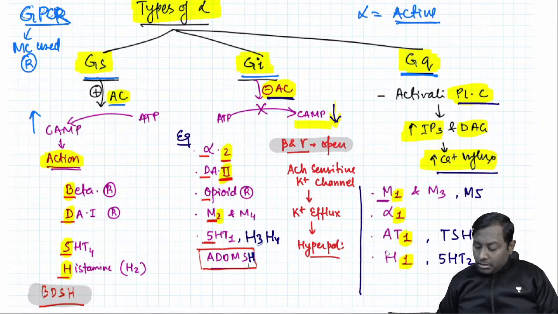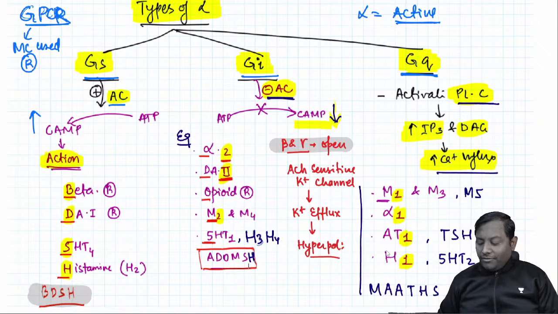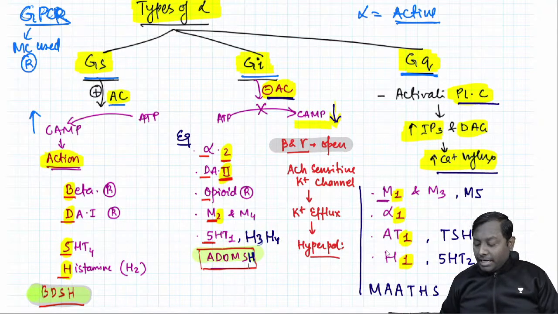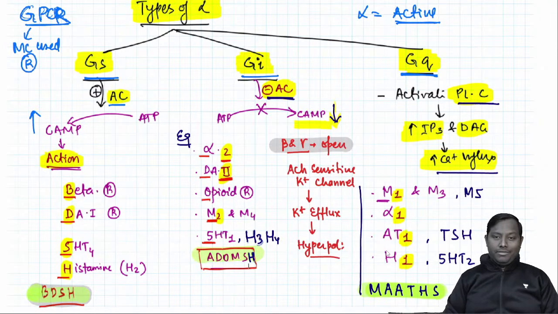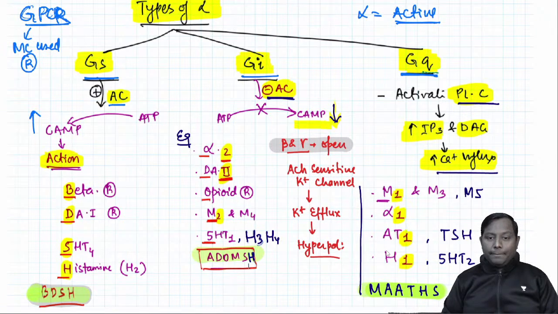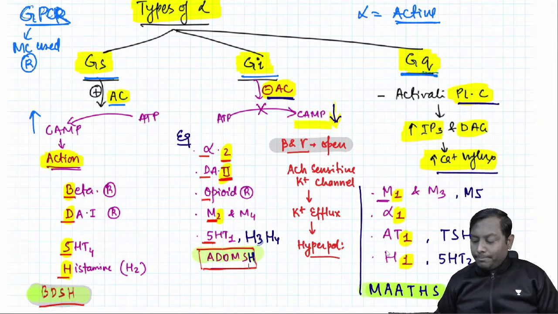So you can remember M1, M3, M5, all the odd numbers. Alpha 1, most of them are having one here. Alpha 1, AT1, TSH, H1 and 5-HT2. So the whole story says there is a Badshah whose name was ADOMS. Badshah ADOMS's maths is questionable. Why questionable? Because GQ maths will be GQ. Let's repeat. Maths: M1, M3, M5, alpha 1, AT1, H1, TSH, 5-HT2. Badshah ADOMS's maths is questionable.